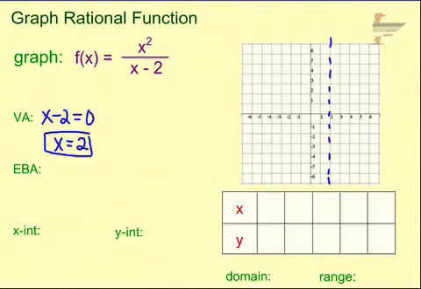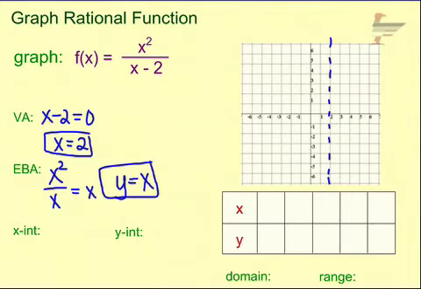EBA, leading term over leading term. Leading term on the top is x squared. Leading term on the bottom is x. The degree on the bottom is not bigger, so it's not an automatic y equals 0. This does reduce to just an x, so our EBA is y equals x, and that is the line that goes through the origin and has just a slope of up 1 over 1, so it's this perfectly diagonal line right here.